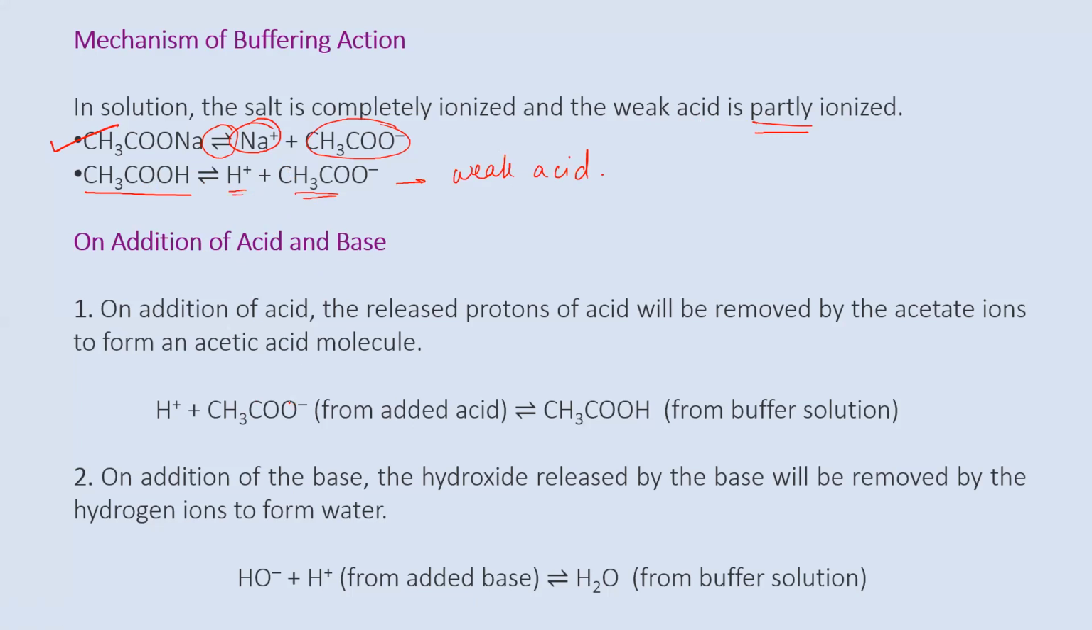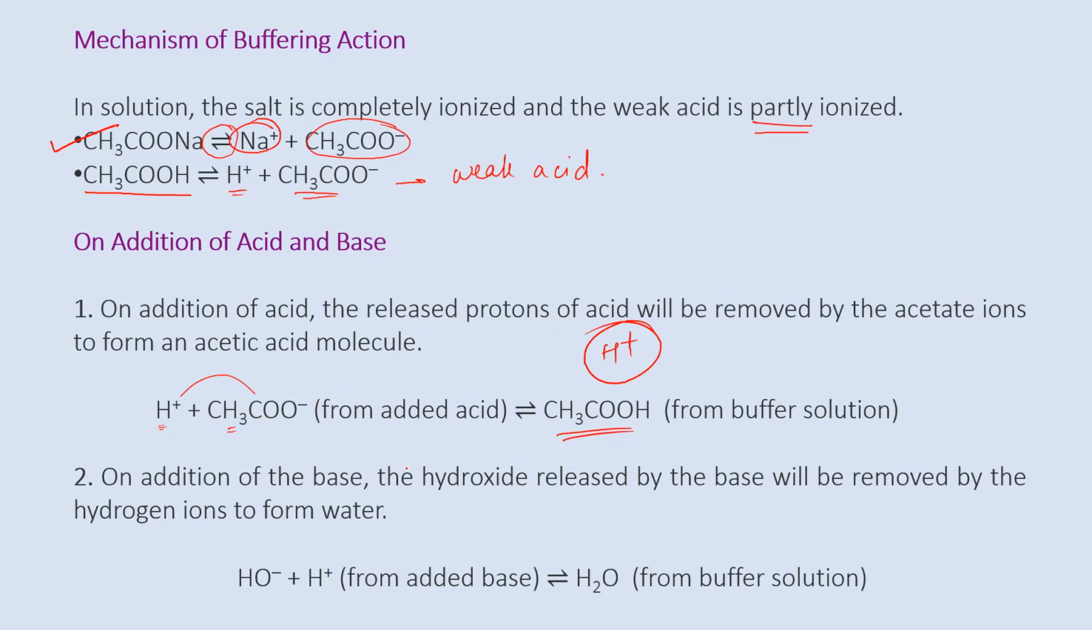Okay. Now, on addition of acid, the released protons of acid will be removed by the acetate ions to form acetic acid molecule. So if this is what you get, H plus and CH3COO minus, now if you add acid to this, the H plus will again combine and form acetic acid. On addition of a base, what will happen? When you add acid to this solution, H plus dissociates, right? That ionized H plus will go and combine with CH3COO minus and it will again form CH3COOH.